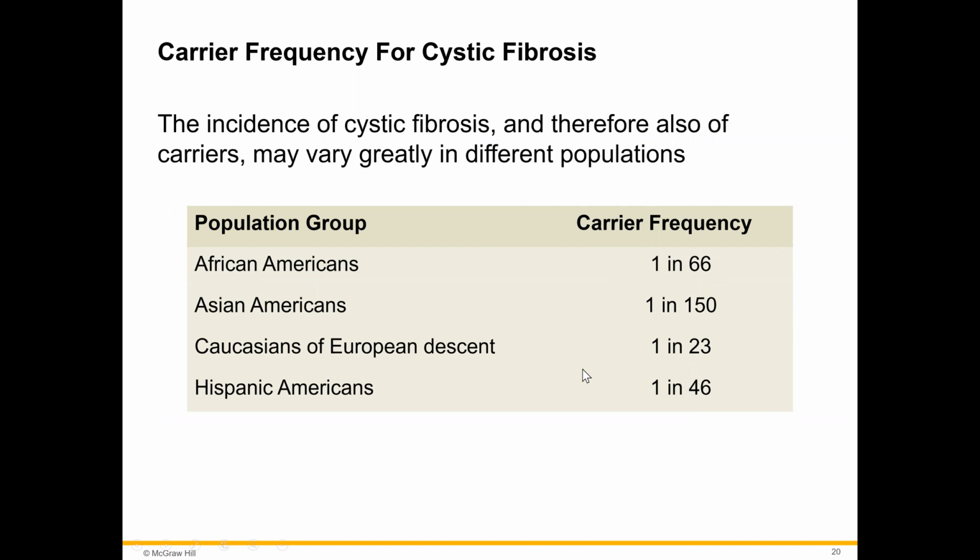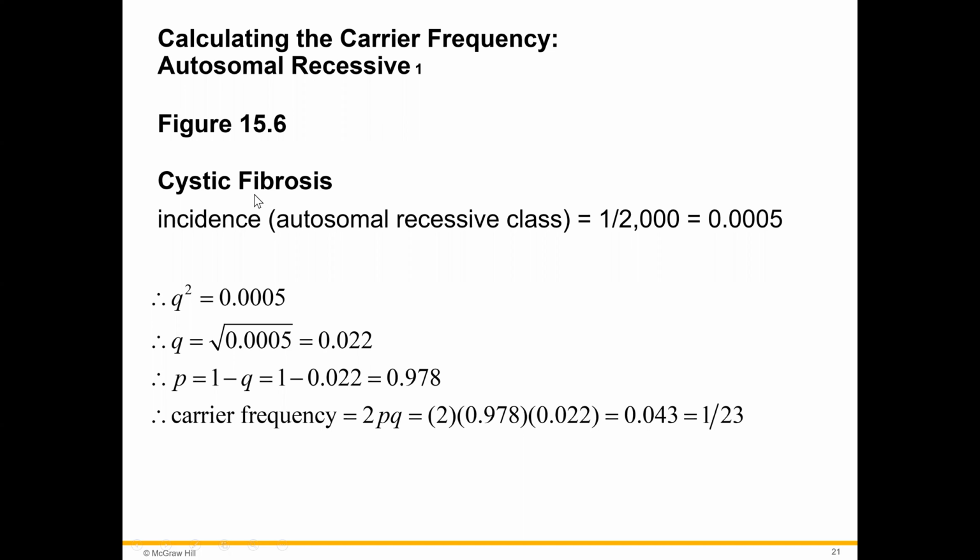You cannot just take a genetic test of every single individual to know the frequency of carriers. However, you know how many people have cystic fibrosis, because these people will go to the hospital looking for treatment, so we will have records of people with cystic fibrosis. If you know that it's 1 in 2,000, then using this formula, you can calculate the carrier frequency, which is going to be 1 over 23.